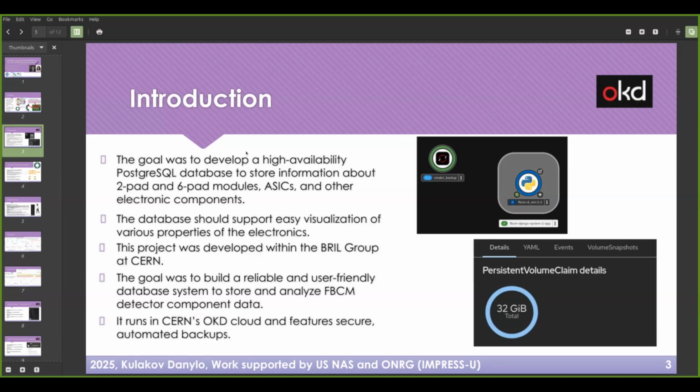And as we understand, the database is the backend, but we also need a front end where the user will be able to fill the database, to check some tests and so on.